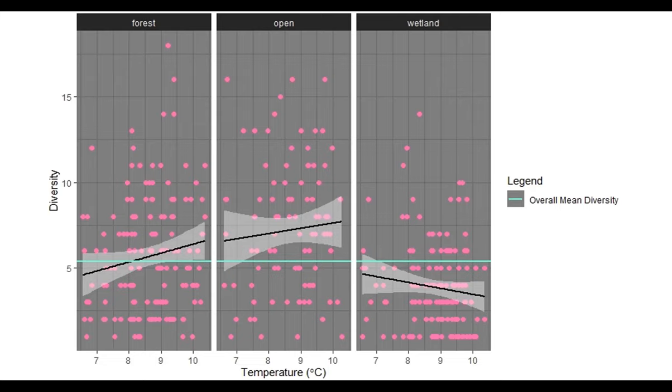This teal line is the overall mean diversity. So we can also compare each cover type to the mean. So forests are right at the mean, but open habitats have higher species richness than the mean. That's the pattern. And then wetlands are a bit lower.